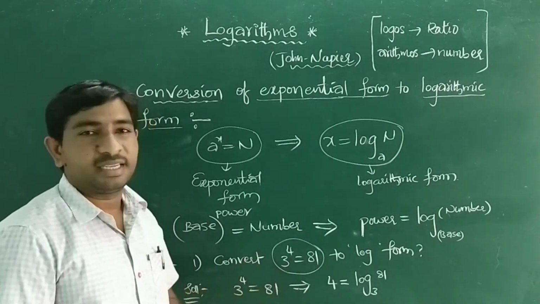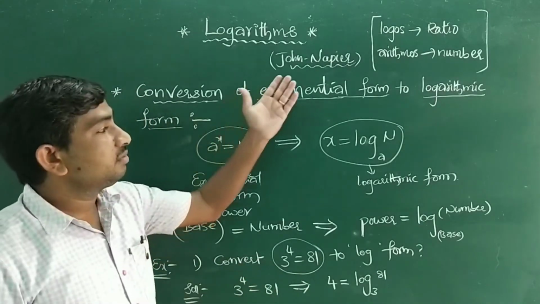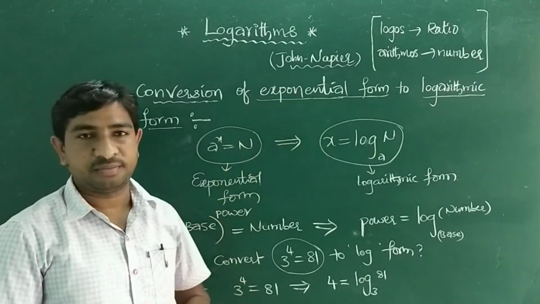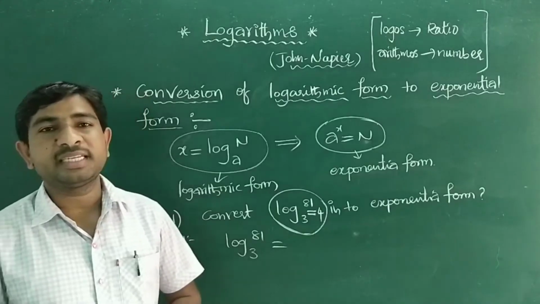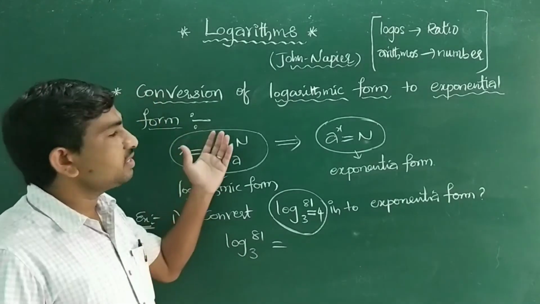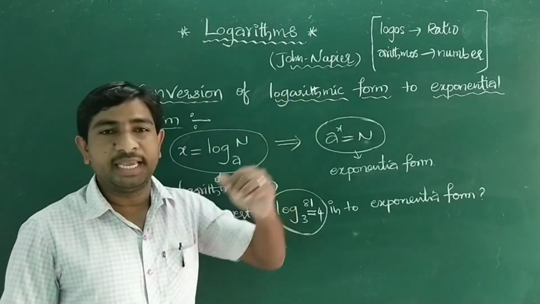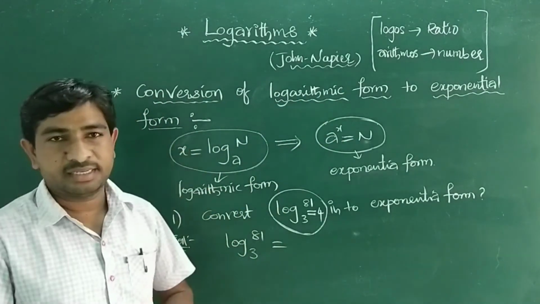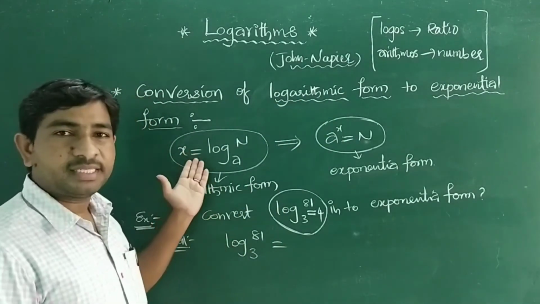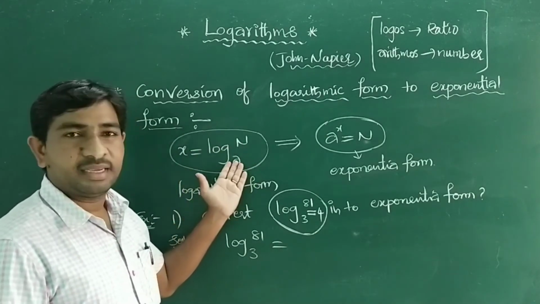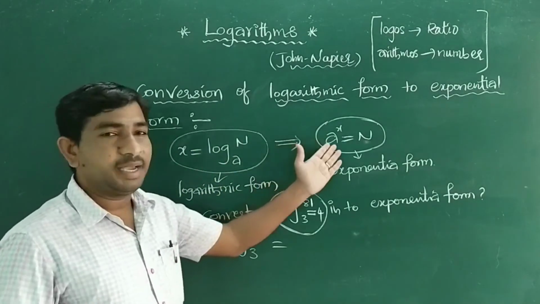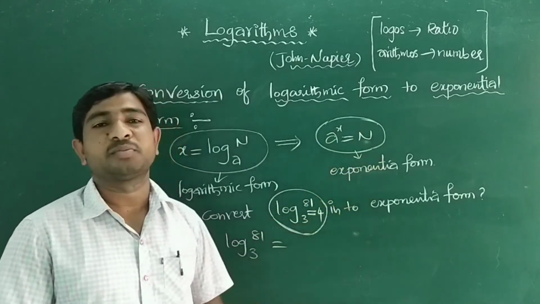Next we will see the conversion of logarithmic form to exponential form. First, the logarithmic form x is equal to log n base a can be written as a power x is equal to n in exponential form.